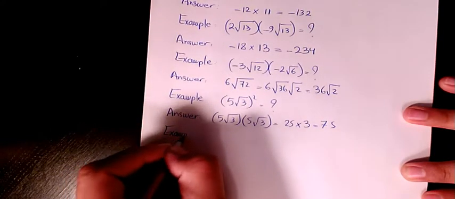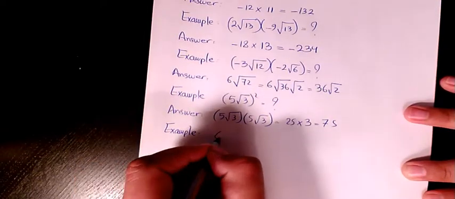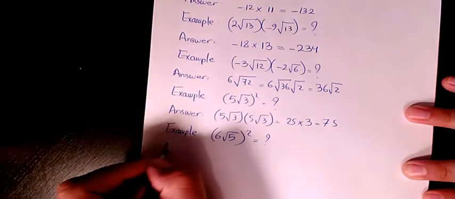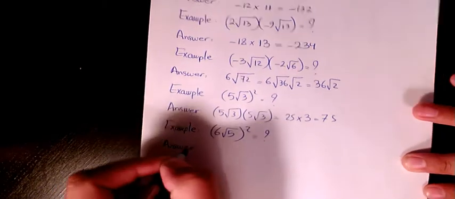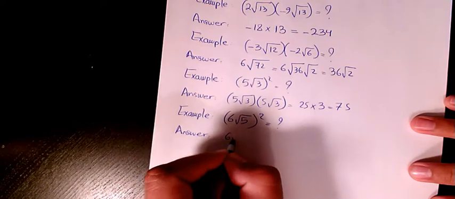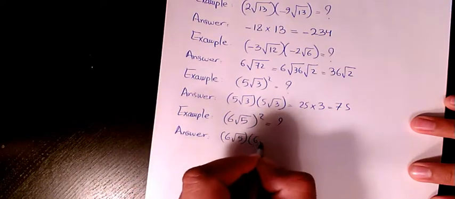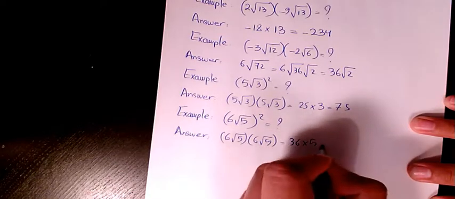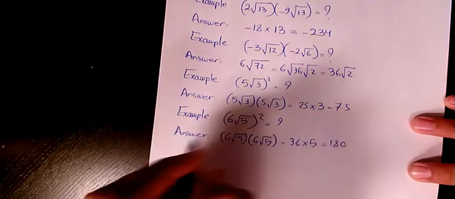Next example, 6 root 5 to the power of 2. Answer is 6 root 5 times 6 root 5. 36 times 5 will be 180.